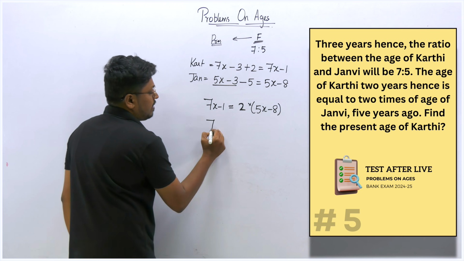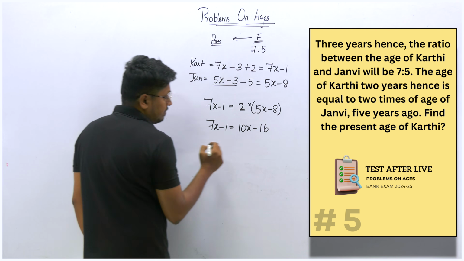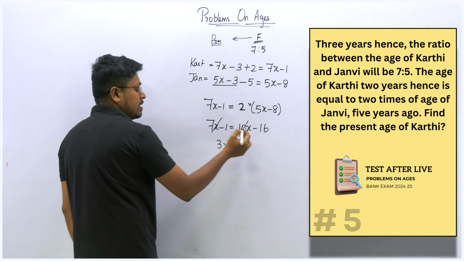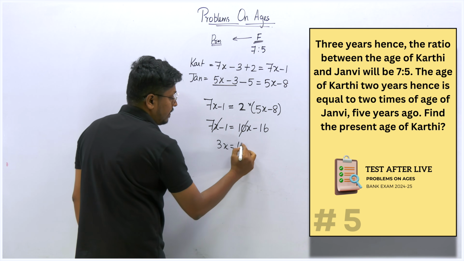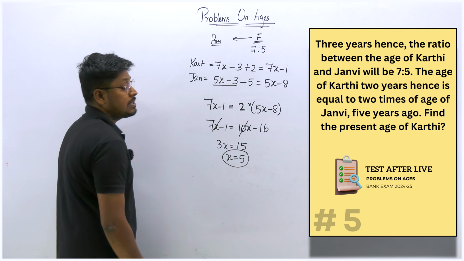So now we can simplify it. 7x minus 1 is equal to 10x minus 16. So 10x minus 7x will be 3x. Now minus 1 plus 16 will be 15. So x is equal to 5. So finally we got the value of x is equal to 5.